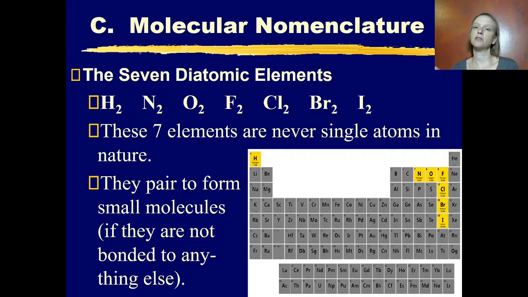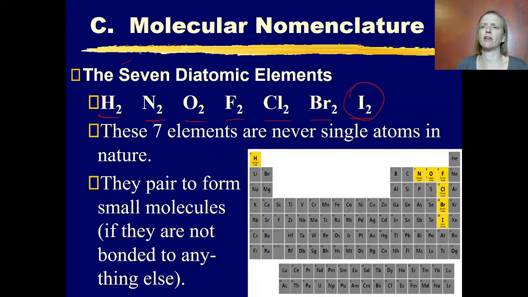If they're bonded to something else, you can find a single hydrogen or 3 hydrogens or 4 hydrogens in a compound. But if they're not bonded to anything else, then they bond to each other. So hydrogen, nitrogen, oxygen, fluorine, chlorine, bromine, and iodine are the 7 elements you must memorize, that they don't come as singleton atoms, they come in pairs if it's the element on its own.